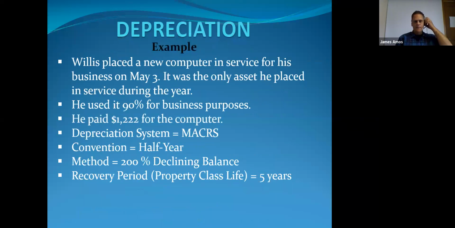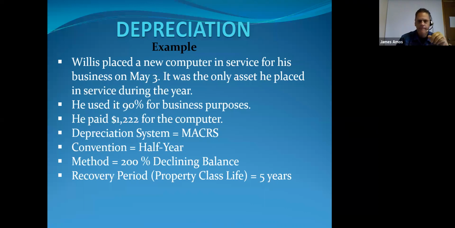So let's go through an example together. Here's Willis. Realize we were talking about real estate just a second ago, but this applies to anything. Willis placed a new computer in service for his business on May 3rd. It was the only asset he placed in service during the year. He used the computer 90% for business. He paid $1,222 for the computer. Now he is going to use the general depreciation system, the GDS part of MACRS. He's going to use the half-year convention, and we choose to use the 200% declining balance method. His recovery period, remember looking on that chart, is going to be 5 years for computers and peripherals.